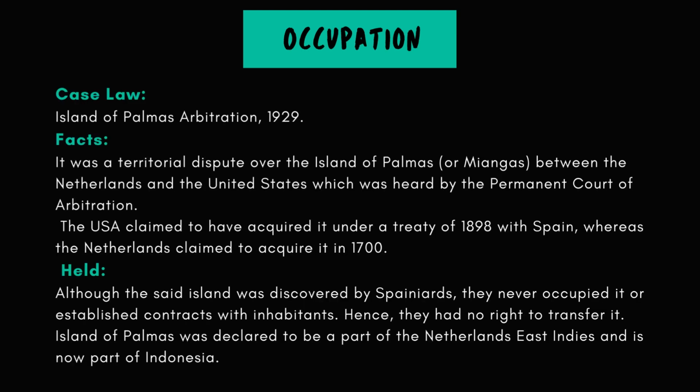The case law we will refer to is the Island of Palmas Arbitration, 1929. It was a territorial dispute over the Island of Palmas between the Netherlands and the United States, which was heard by the Permanent Court of Arbitration. The USA claimed to have acquired it under a treaty of 1898 with Spain, whereas the Netherlands claimed to acquire it in 1700. It was held that although the said island was discovered by Spaniards, they never occupied it or established contracts with inhabitants. Hence, they had no right to transfer it. Island of Palmas was declared to be a part of the Netherlands East Indies and is now part of Indonesia.